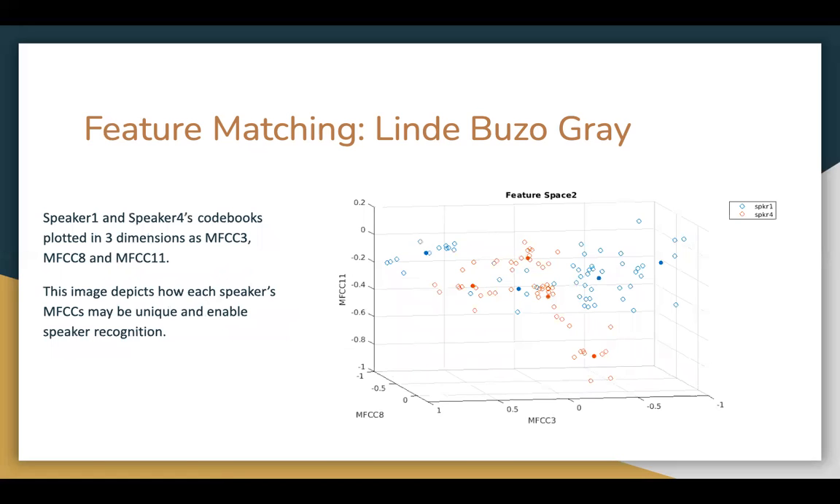Now, ultimately, we want to compare different test vectors and find unique features such that when we run a test vector through our algorithm, we can identify which training vector best matches this test vector. Here is an example of 2 test vectors in the same 3 MFCC feature space. You can see the red is speaker 4 and the blue is speaker 1. This just shows the unique features between these 3 dimensions of these 3 MFCCs. Next slide.